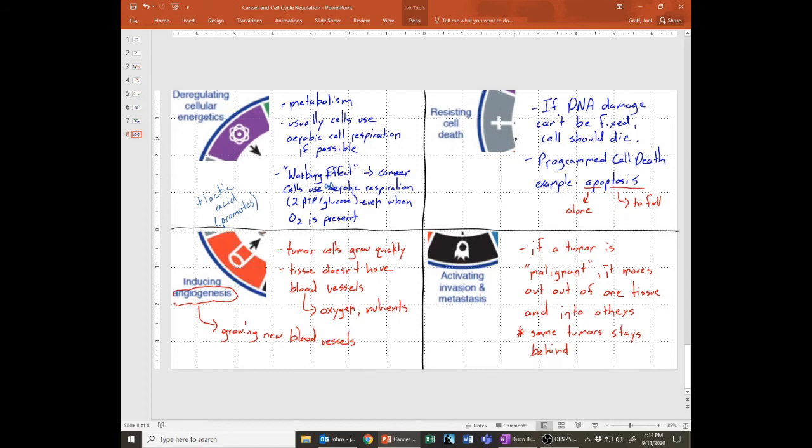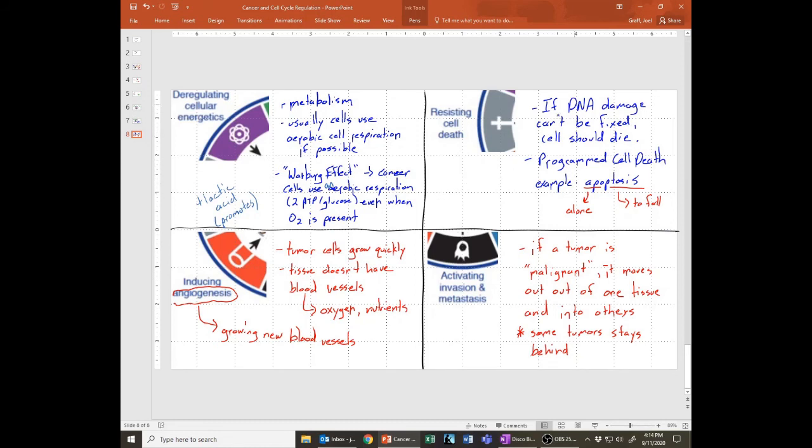Resisting cell death. Okay, we've got the symbol here is a cross. If DNA damage can't be fixed, cells should die. So we talked about there's two out of the 3 checkpoints where we check to see if there's any DNA damage. So for example, if the cell does have DNA damage, it tries to fix the DNA damage, but if it's unable to get it fixed, then that one cell should die because it's only one cell out of tens of thousands of, 10 million or 10 trillion cells in your body.